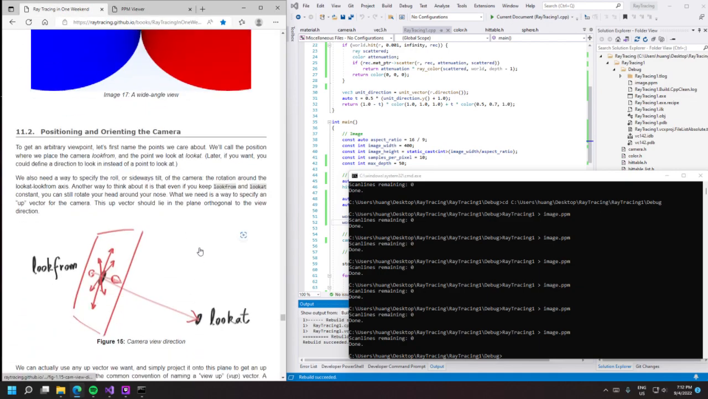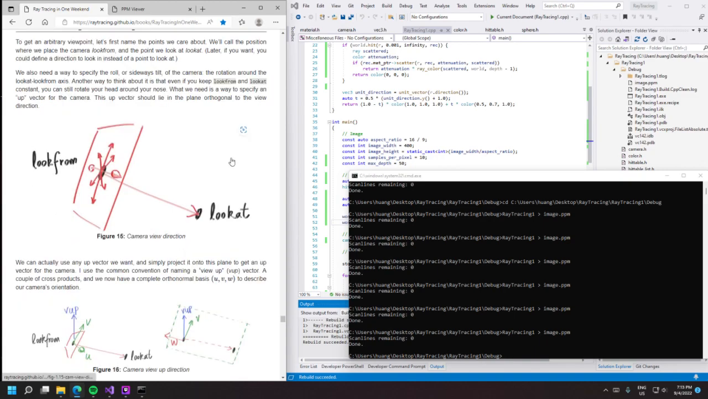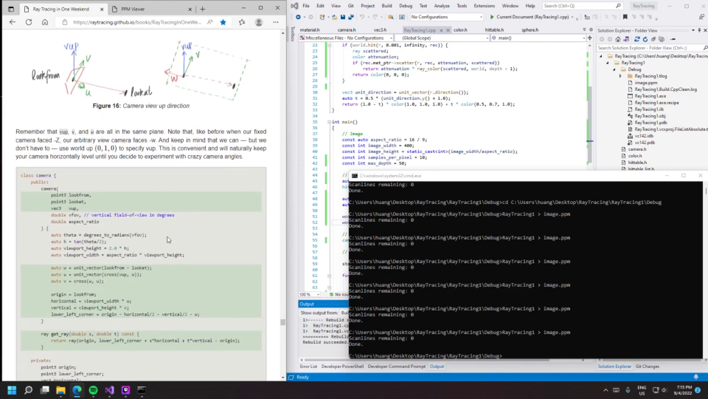Positioning and orienting the camera. To get an arbitrary viewpoint, let's first name the points we care about. We call the position where we place the camera look from, and the position we look at. We also need a way to specify the roll or sideways tilt of the camera. Okay, like the angle. Another way is, yeah, we can still rotate the camera. But that's just an angle or a vector, so we can use it as an orthogonal basis to describe the camera. Okay, makes sense.